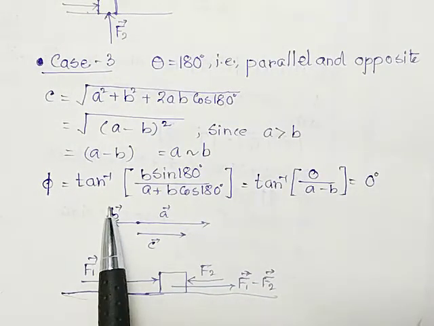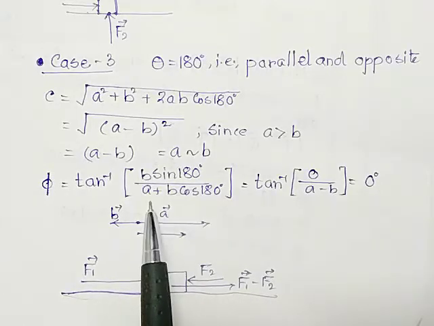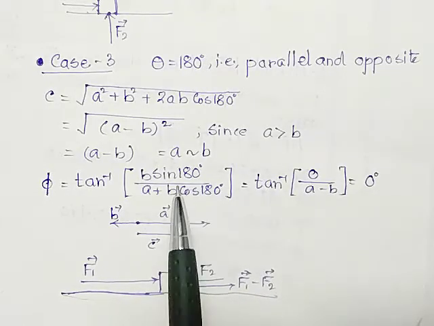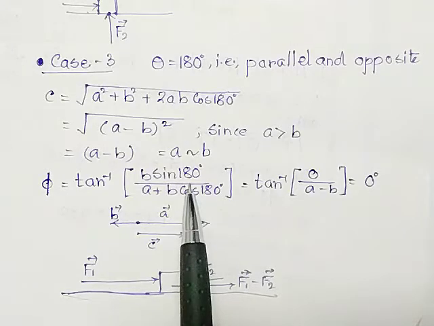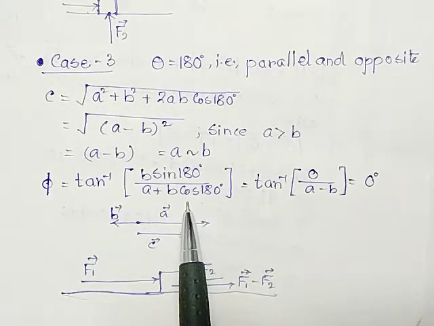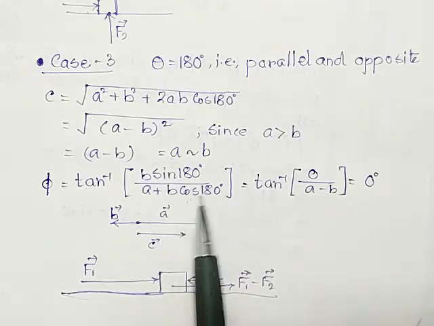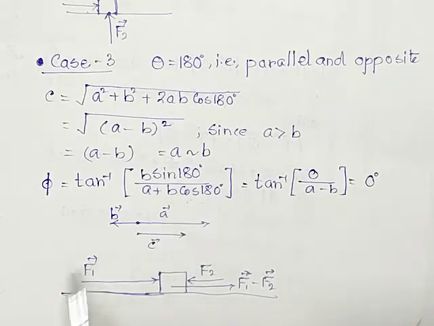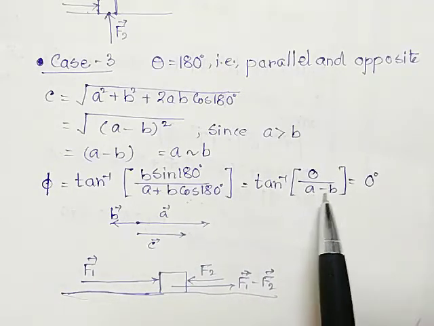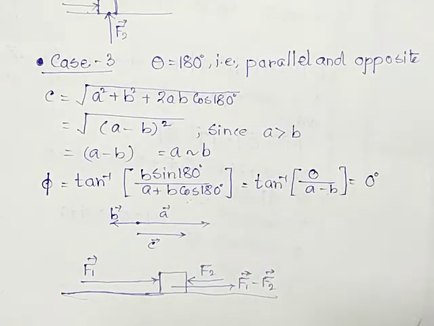Phi equal to tan inverse b sin theta divided by a plus b cos theta. So theta is 180 degrees, and here also the theta is 180 degrees placed. So if it is placed, sin 180 degrees is 0, cos 180 degrees is minus 1. So if I replace this, 0 divided by a minus b, so it is again 0 degree.